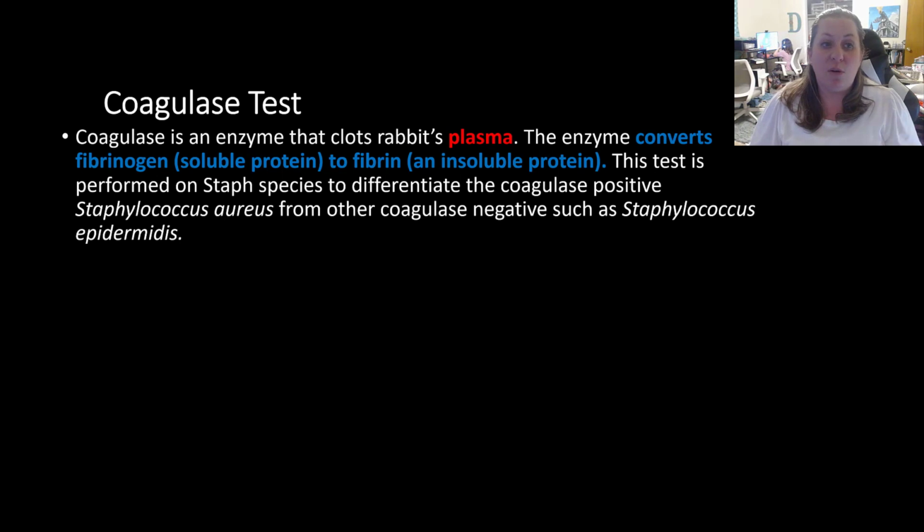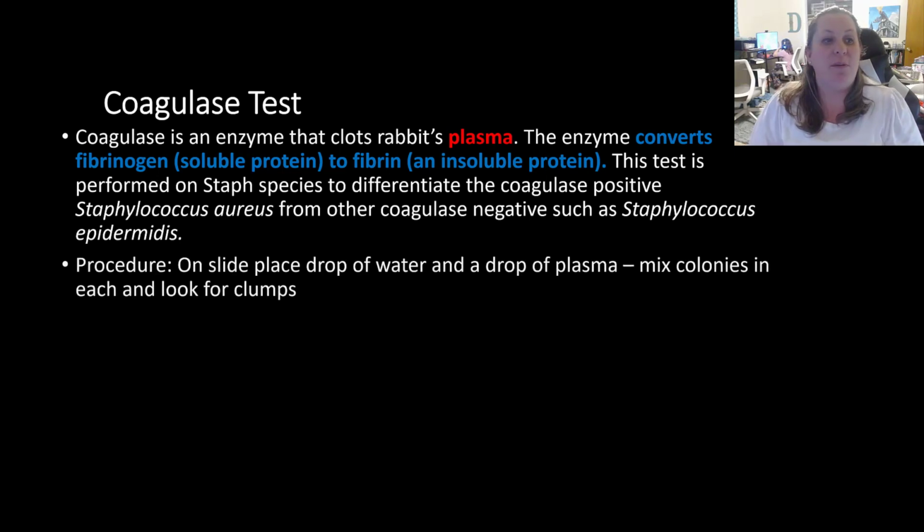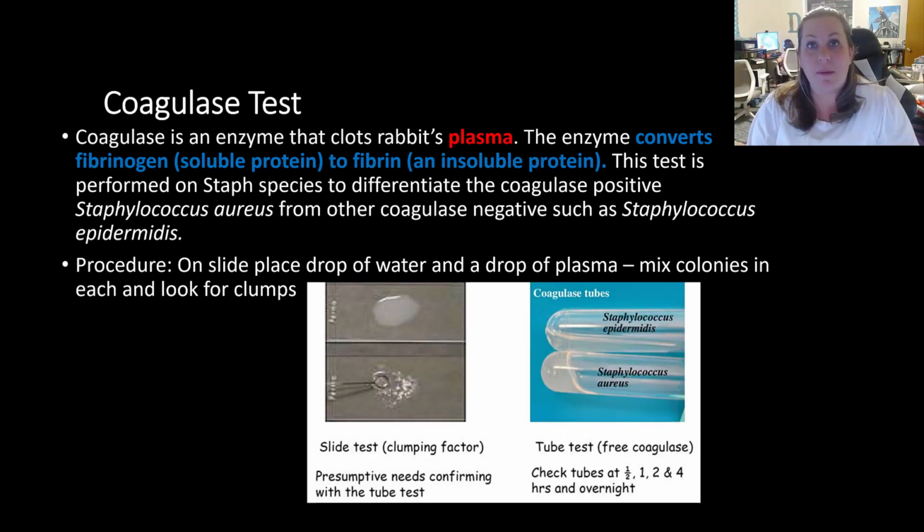Okay, Staphylococcus aureus is going to be positive for coagulase, whereas other types of Staphylococcus, specifically epidermidis, is going to be negative for this. All right, so the procedure on a slide, we're going to put a drop of water on one side and a drop of plasma on the other, and we're going to mix our colonies of bacteria into them. So we're going to mix it in there and we're going to look for clumps. And so you'll see that here we'll have a slide test and we'll look for that clumping type of factor.